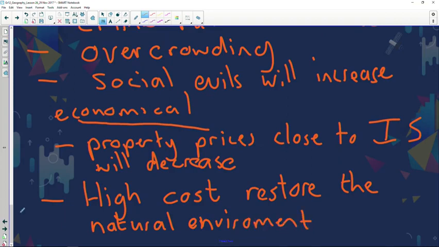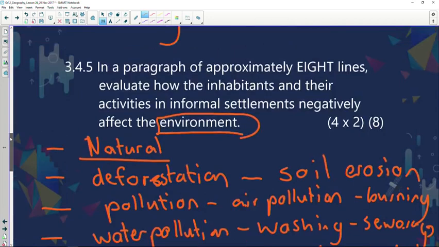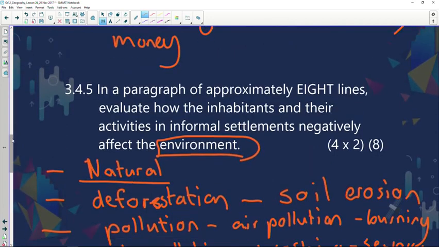Now, always remember, when we look at our paragraph questions, keep your economic, social, and environmental consequences in mind. How does it affect the environment? How does it affect the people living in the environment? And what effect will it have, money-wise, on our country?